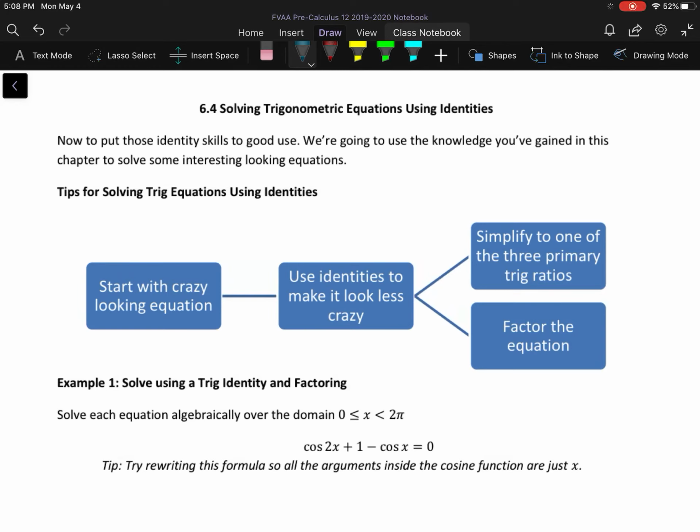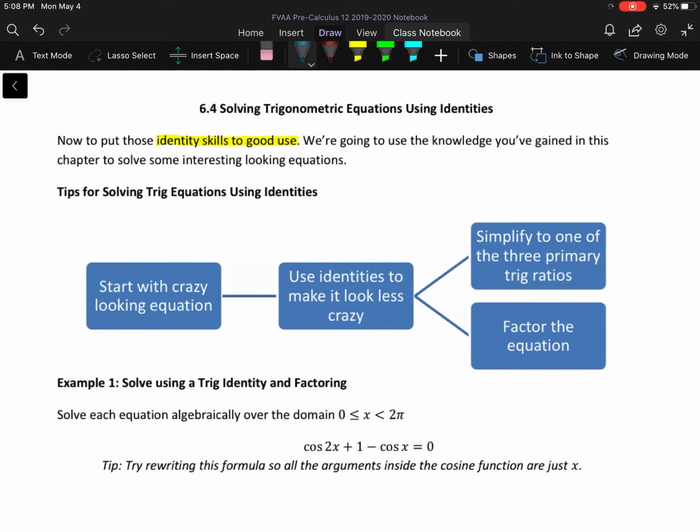All right, so now we're going to be putting our identity skills to good use, really combining everything from this entire unit, not just this chapter, all together. We're going to be using the unit circle, solving trig equations, and simplifying those equations using our identities. So everything's going to come together for this section, which is fitting because it's the last section of not just the chapter, but also the unit.